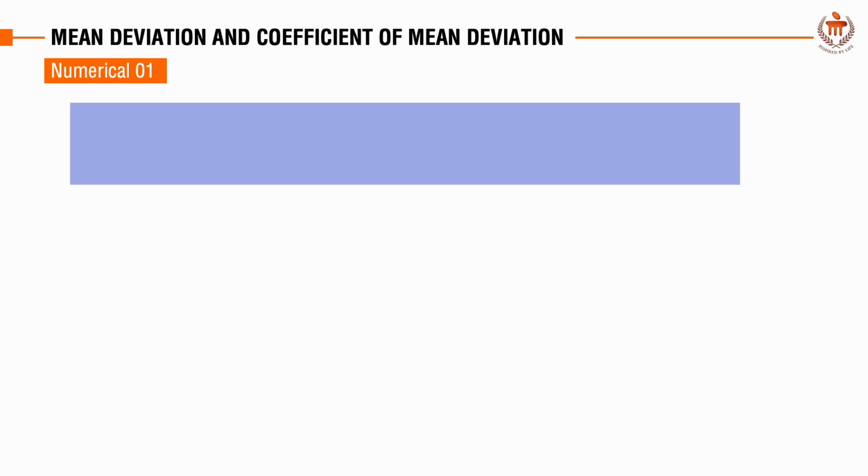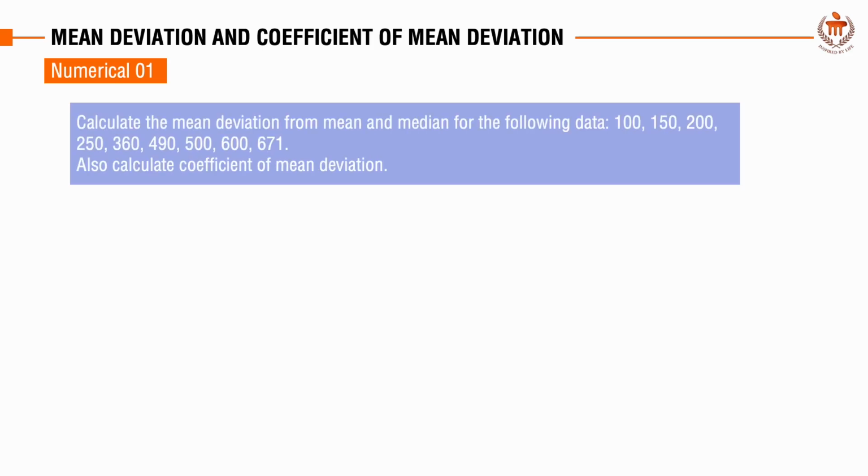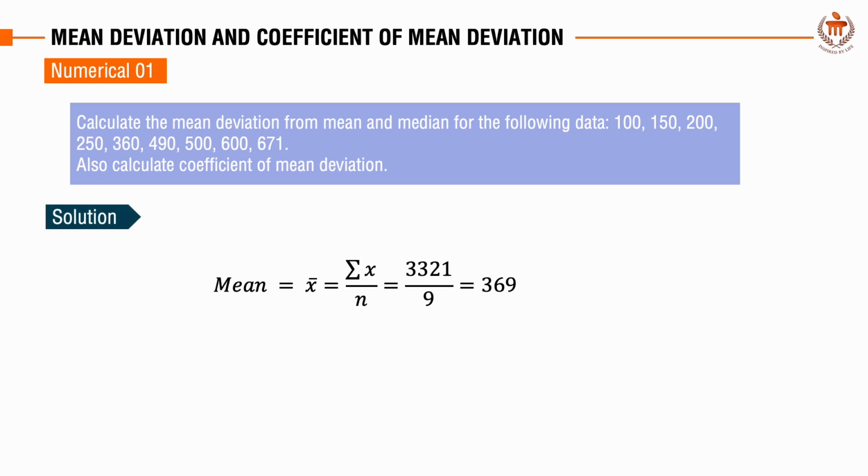Now consider a numerical example. We need to calculate the mean deviation from mean and median for the following data: 100, 150, 200, 250, 360, 490, 500, 600, 671. Also, we need to calculate the coefficient of mean deviation. First, we take the total sum of this data, which is 3321. Since there are 9 data values, the average, which is the mean, is 369.